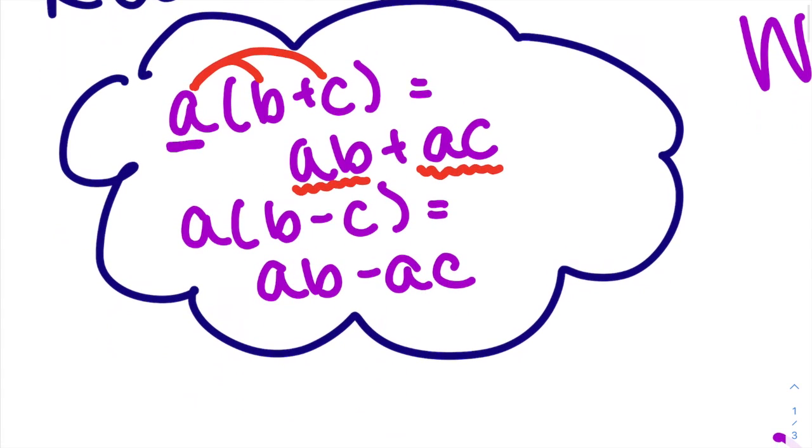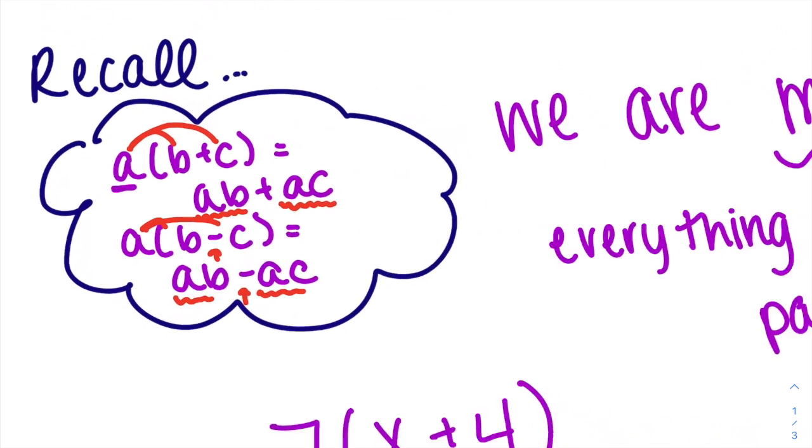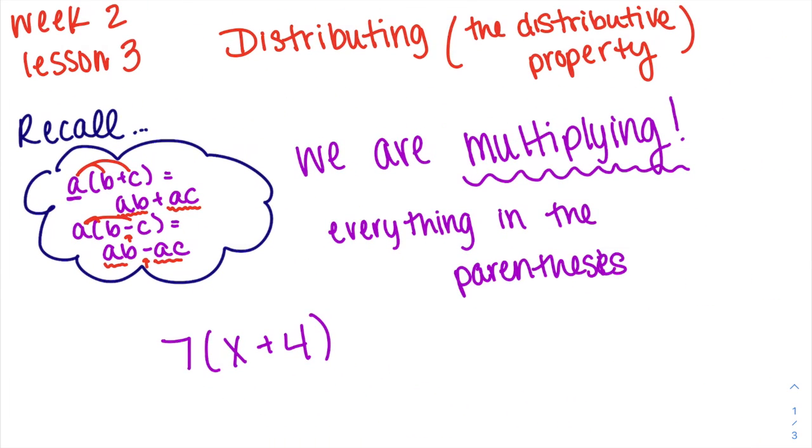Another example is right below where we have B minus C. It's important to note the difference is that if there's a minus sign, there's a minus sign. Keep track of negatives, but I'd still be doing A times B and then A times that negative C. I get AB and I get negative AC. What we are doing, we are taking the number or the variable term, so number and letter, on the outside of the parentheses, and we're multiplying it by everything that is on the inside of the parentheses. We are multiplying everything in the parentheses.